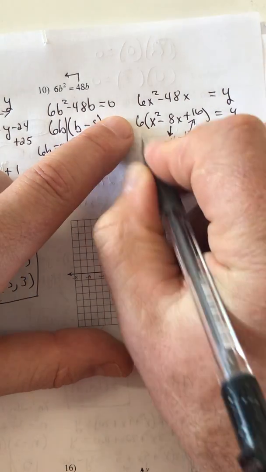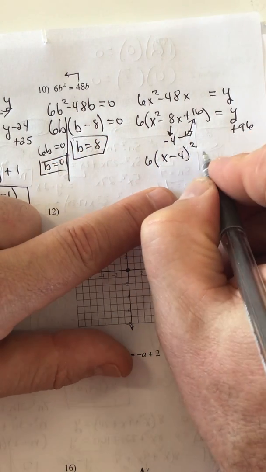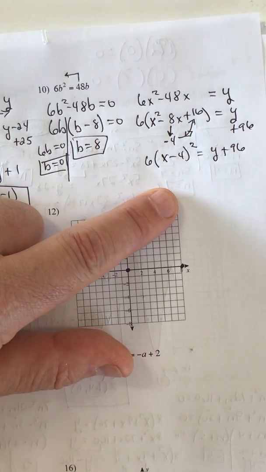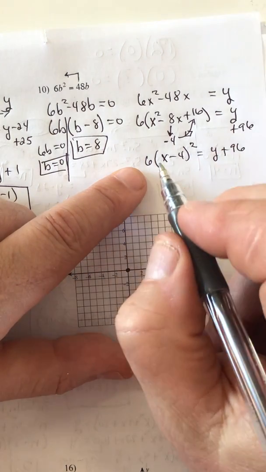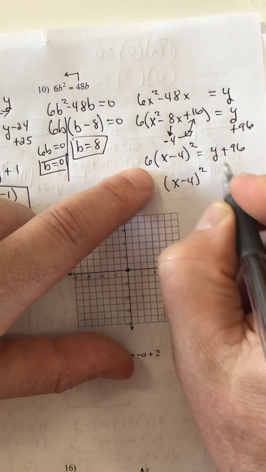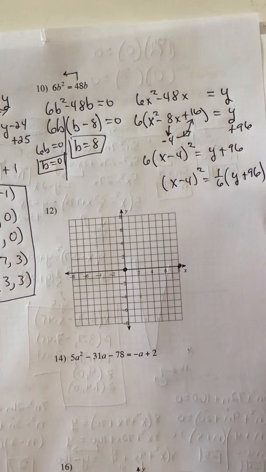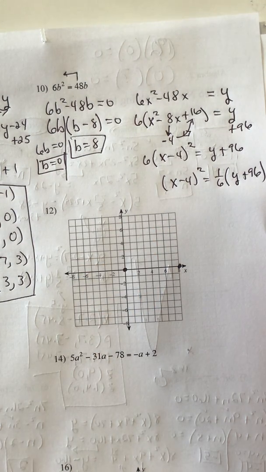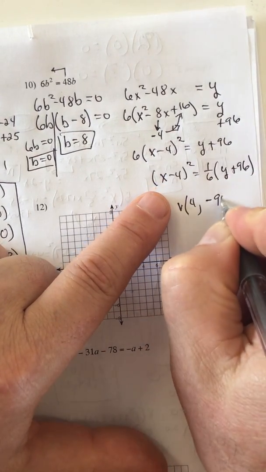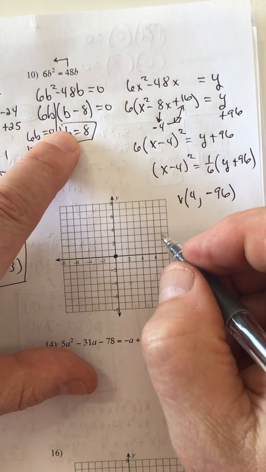So I've got 6, which is the multiplier, x minus 4, which is the perfect square, and over here, it's y plus 96. Okay, I'm going to move the 6 to the other side, so it's x minus 4. Dividing both sides by 6 puts this at 1/6 y plus 96. Okay, here's the vertex. The vertex is at 4, -96. The zeros are at 0 and 8.